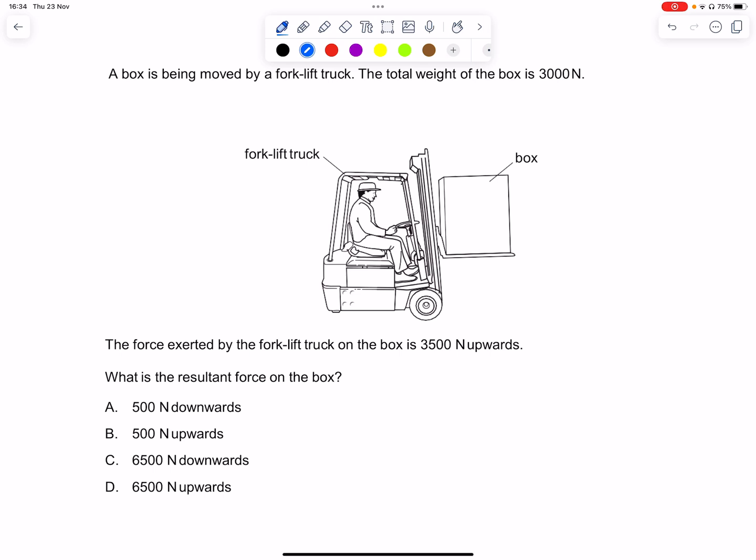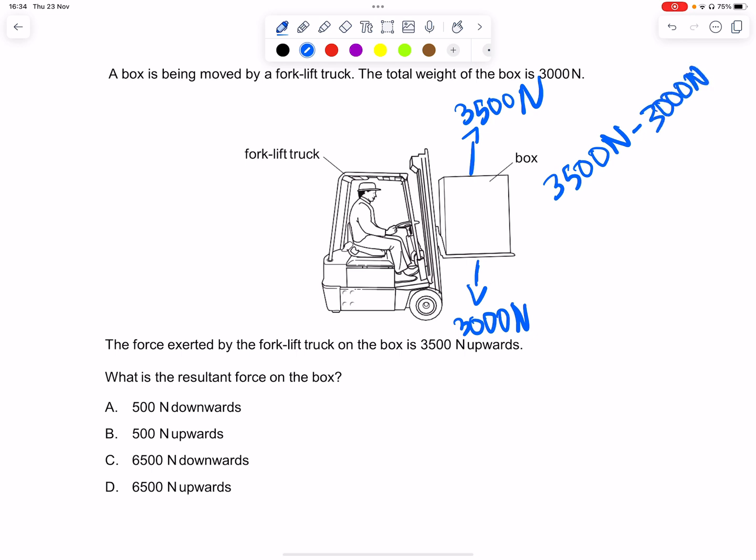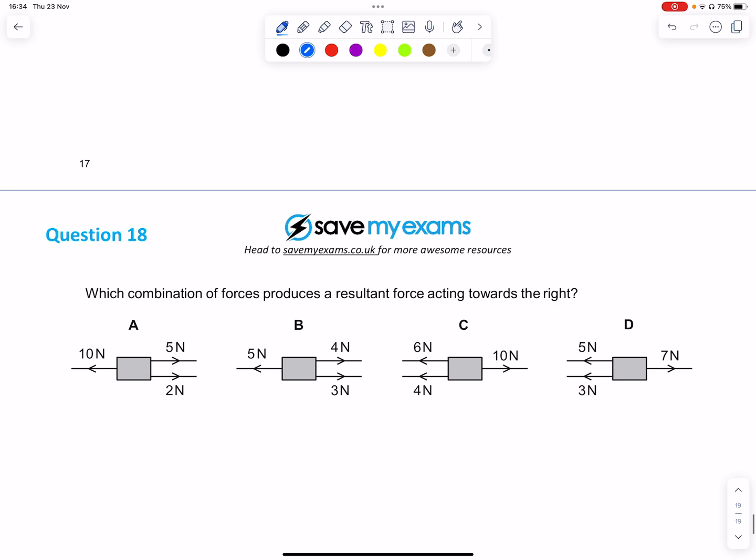So the box has a weight which is of 3,000 newtons downwards, but the forklift exerts a force on the box which is 3,500 newtons upwards. Okay, so since they're in opposite direction, essentially we will subtract the forces from each other. So 3,500 newtons minus 3,000 newtons, which gives you a resultant force of 500 newtons upwards. So that would be option B. Let's move on to the next question.